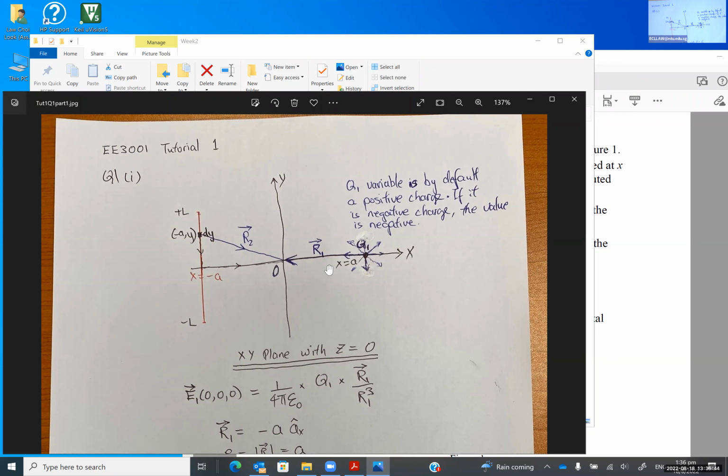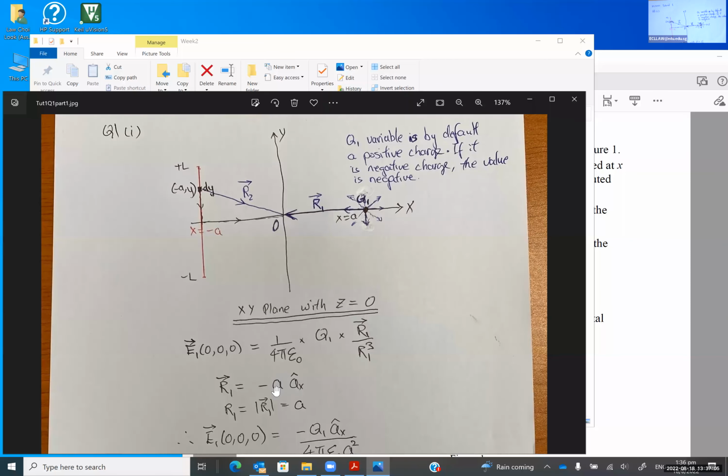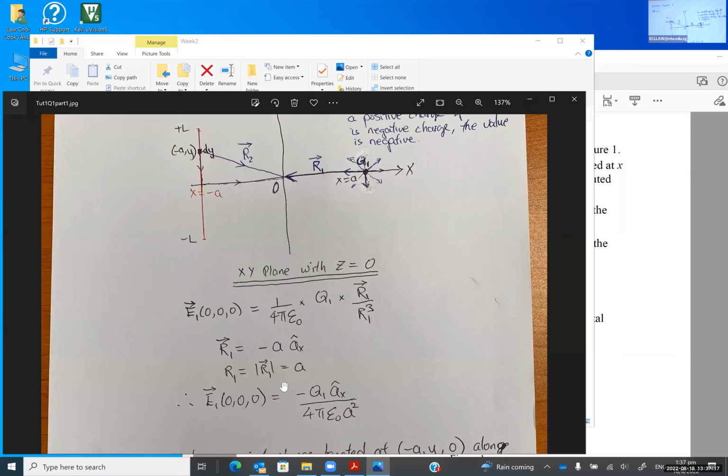Yeah, negative AX, right? So that's why we have R is negative AX. The magnitude is A, the direction is minus AX, right? And then, as I said, in the denominator here is the magnitude of this vector. So magnitude is just the coefficient of each of the unit vectors, square it and square root, right? In this case, we only have one unit vector, nothing else, so it's just A. And then you put that in, you got your point charge answer, right? This is the point charge answer.